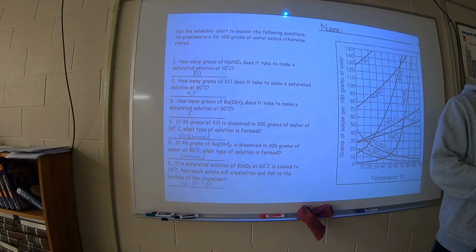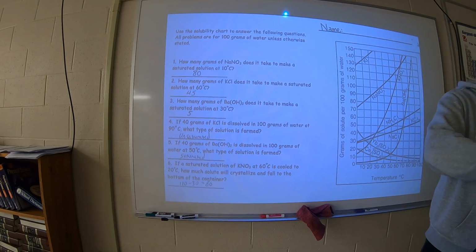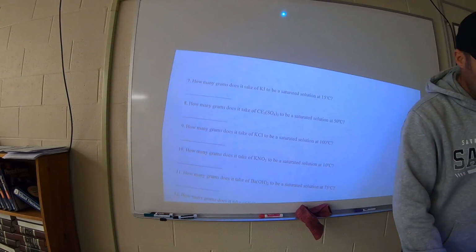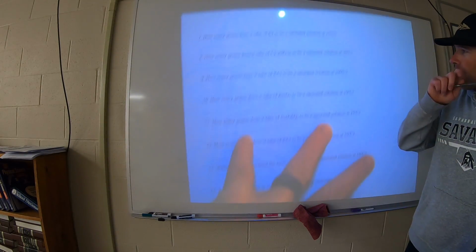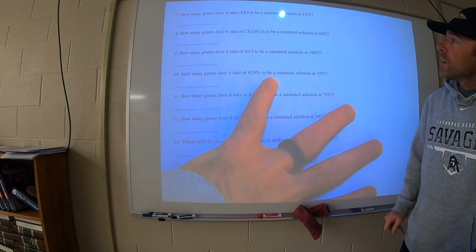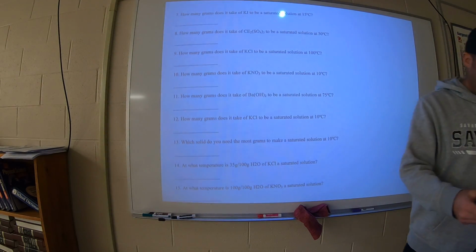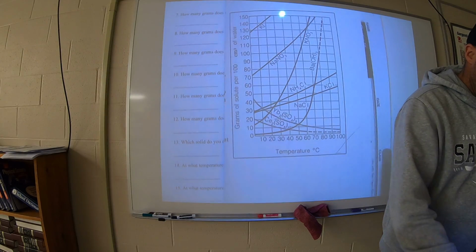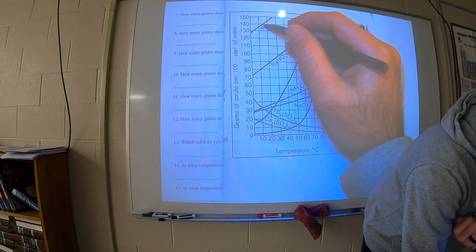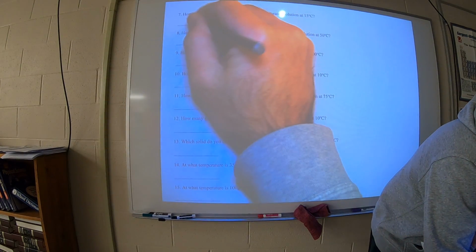And so let's flip this over to the back and answer the questions on the back of this. Number 7 says, how many grams does it take of KI to be saturated at 15 degrees Celsius? So we're going to find 15 degrees, which is right in here, and intersect with KI, which is all the way up here at about 140. So number 7 is 140.